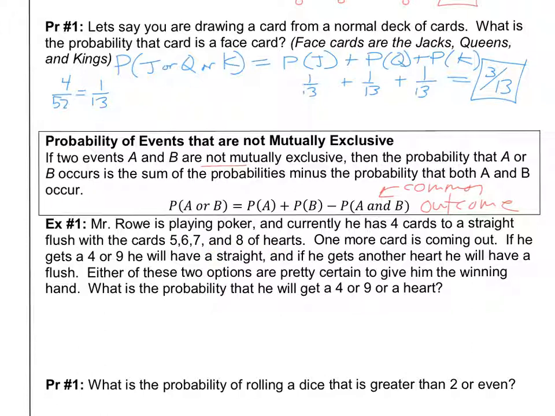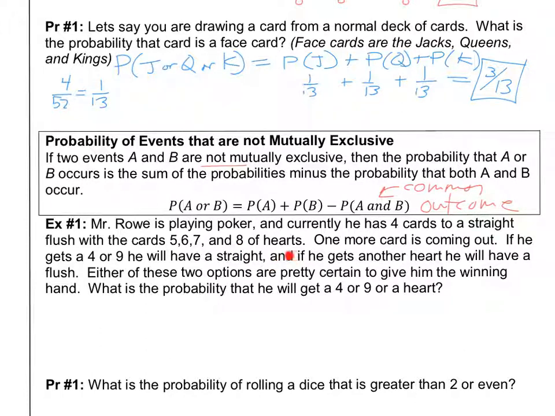Okay, in poker, this is a really good situation because if I get a 4, it says 1 more card's coming out. If he gets a 4 or a 9, well, then I would have 5 cards in a row. That's called a straight. So that'd be great, right? Because I'd have 5, 6, 7, 8, 9, or 4, 5, 6, 7, 8. That's a straight.